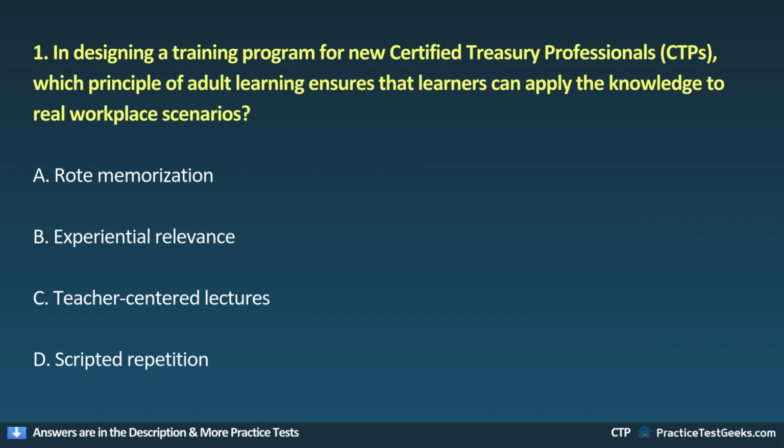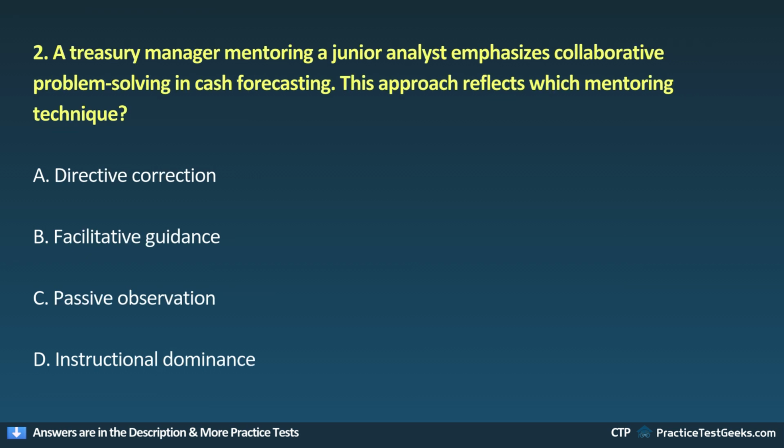1. In designing a training program for new Certified Treasury Professionals, CTPs, which principle of adult learning ensures that learners can apply the knowledge to real workplace scenarios? A. Rote memorization. B. Experiential relevance. C. Teacher-centered lectures. D. Scripted repetition.